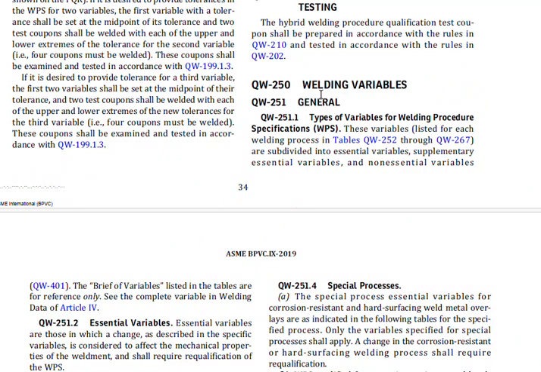QW 250 general, QW 251.1 types of variables for welding procedure specification. These variables are listed for each welding process in table QW 252. If many variables come for any WPS, where they are mentioned is also given in the tables. They are given in a series of tables numbered QW 252 through 267. So we will click on this one.